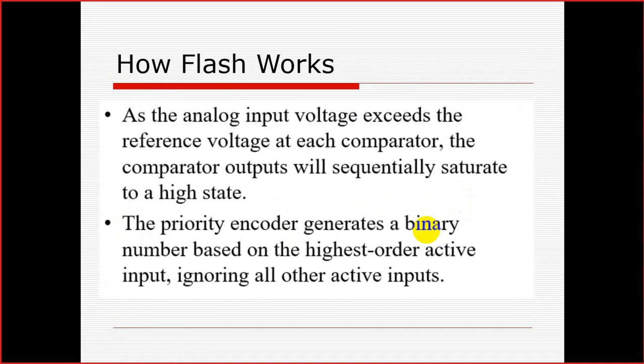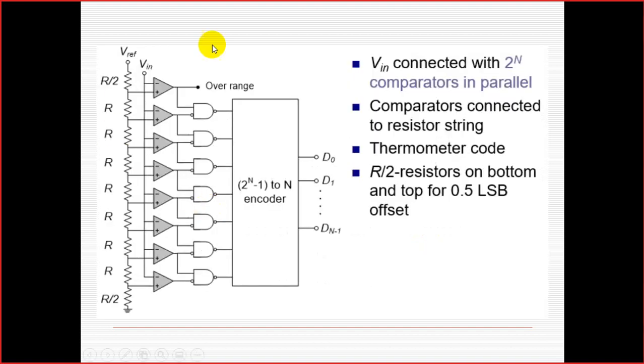Flash ADC law: as the analog input voltage exceeds the reference voltage at each comparator, the comparator output will be sequentially saturated to a high state. So if this voltage Vin exceeds the reference voltage, then we get a high output. On any comparator, if your input voltage exceeds the reference voltage, the corresponding output becomes high. And there can be many highs as you go down, but only the first high that appears will be selected. That's why it is called a priority encoder.